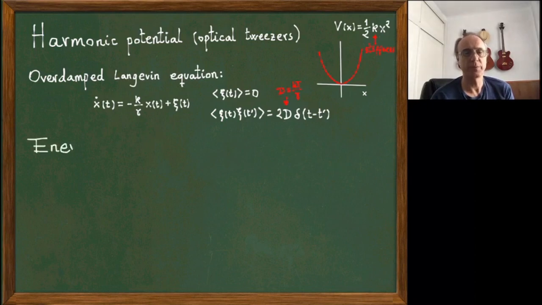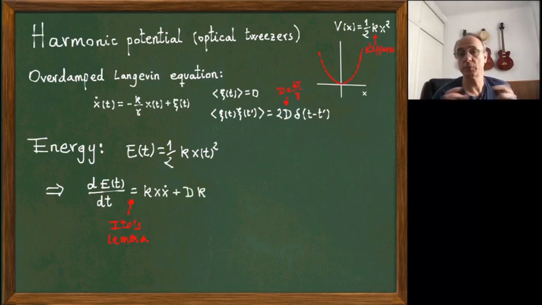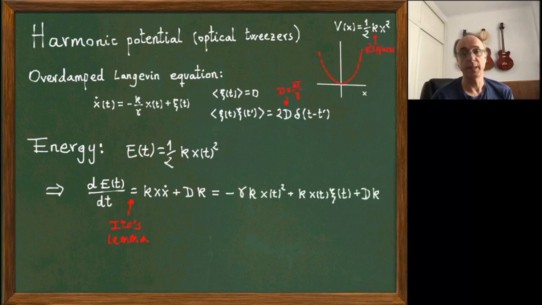We have seen this before. If we look at the energy, which in this case is just potential energy, one half kappa x squared, and we study how this energy changes in time, the average energy, we use Ito lemma because we know that it is much easier. Ito lemma gives kappa x x dot. And now we have the Ito term, which is sigma squared divided by 2, in this case D, times the second derivative of E with respect to x, which is kappa. Now we replace x dot, we get this term, and now we average, and we know because we are in the Ito interpretation that x xi is 0, so the average is just this one.